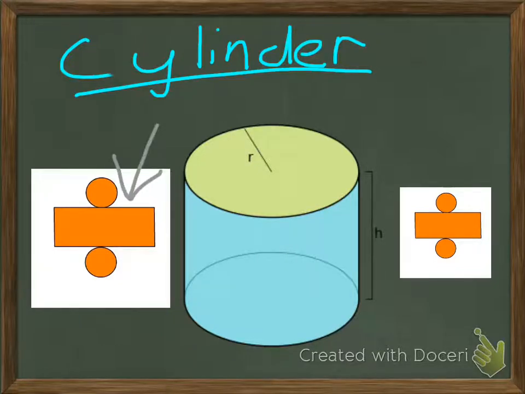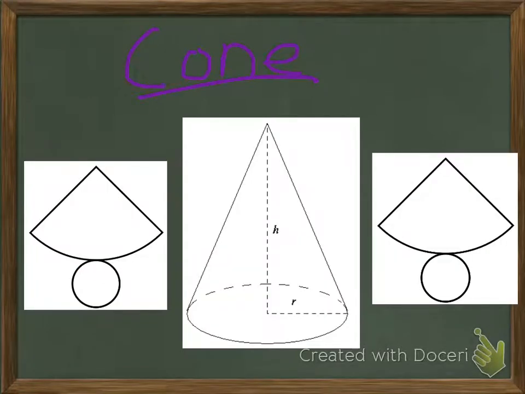The most common example of a cylinder are cans. They're pretty much everywhere. Now let's talk about the cone. Basically, it's a solid with a circular base and a curved side that ends in a point or a vertex.